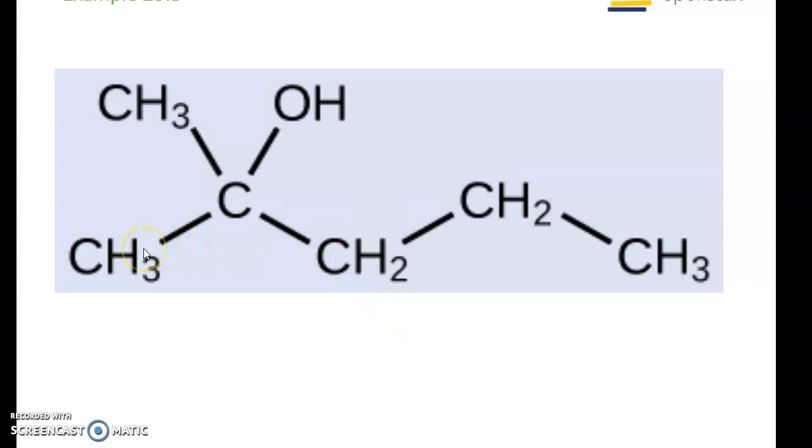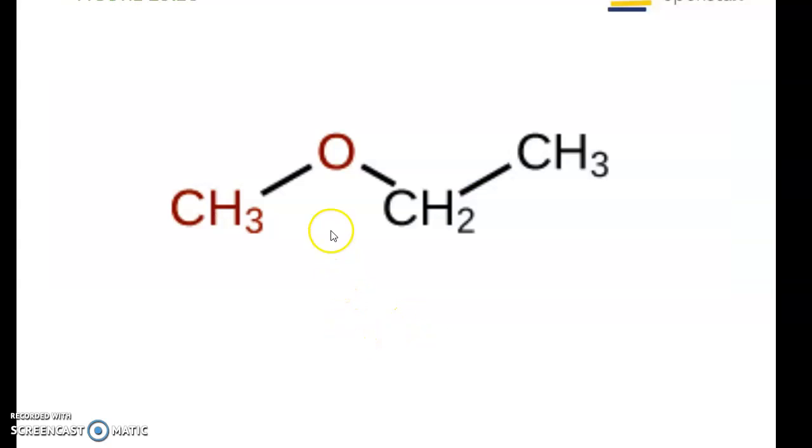Here you have another group on the second one as well. You have 1, 2, 3, 4, 5. So it's again a base of pentane. So this is going to be 2-methyl 2-pentanol, right? 2-methyl and then another 2, because you also have the OH off of the pentanol.